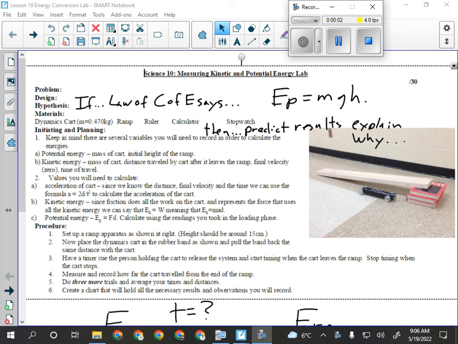So the purpose of this lab is we want to watch an energy conversion in process. Like we want to watch it in action. We want to see it happen. And we want to take some measurements that will tell us how efficient it is, or how much of the initial energy becomes energy at the end. Does E_i actually equal E_f?